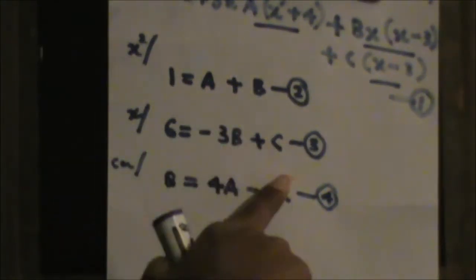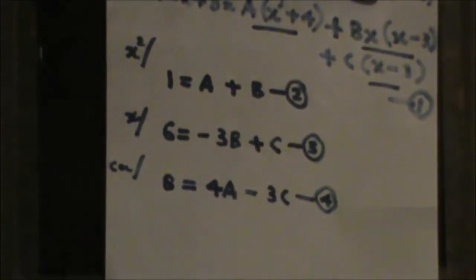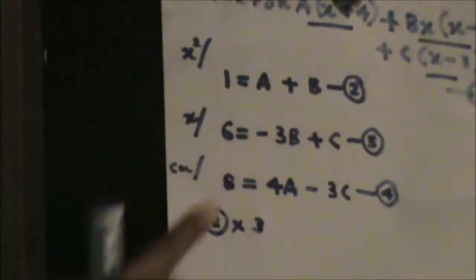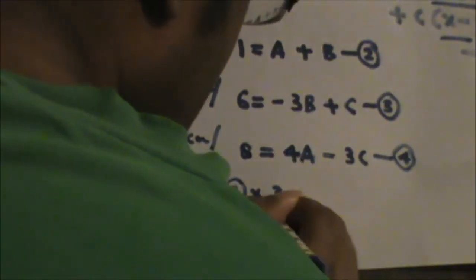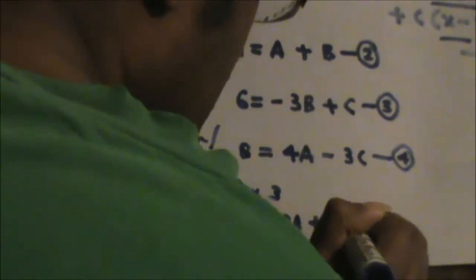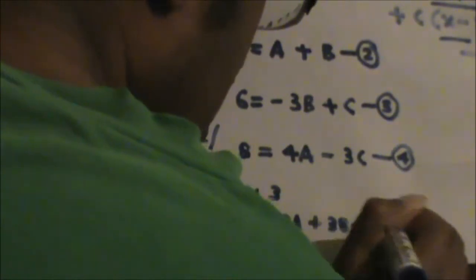Then I will solve for A and C, and then finally substitute the value of A or C to find the value of B. So I'll multiply the second equation by 3. I'm left with 1 equals A plus B. When I multiply this one by 3, I'll get 3 equals 3A plus 3B. This is my fifth equation.